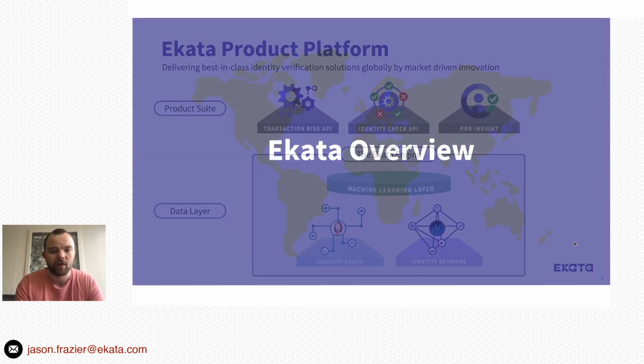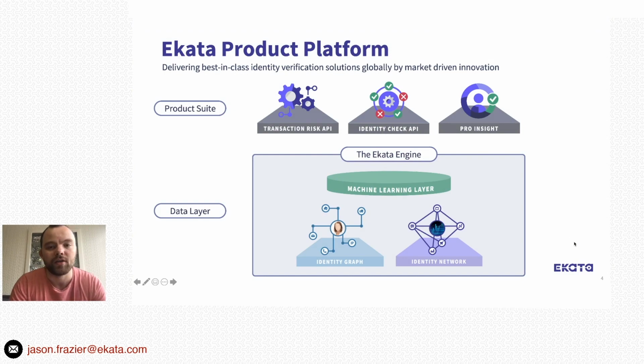So to start off, basically, who are we? Here at Ekata, we focus on delivering best-in-class identity verification solutions. We do this via 3 main products. The first product is our transaction risk API. This API was built specifically for use with models in mind and has an emphasis on low latency. Our identity check API, which is specifically built for decision platforms, and our Pro Insight product, which is built for manual reviews.